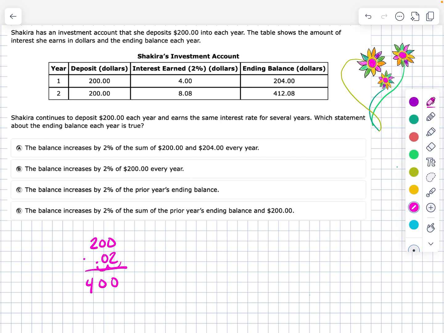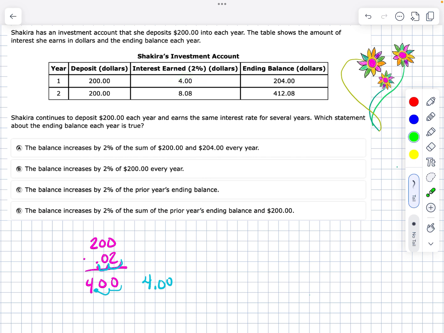Let me change the color so you can see. So I just need to go over 2. And then that's where this goes, 1, 2. Okay, so $4 is the interest that's earned. Okay, so now we understand that.